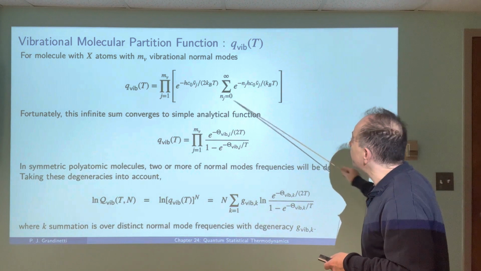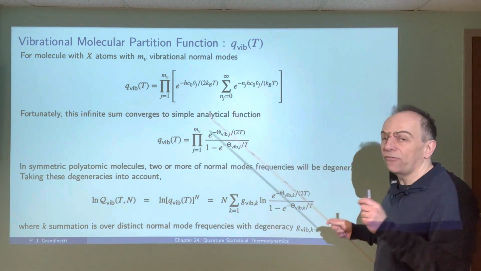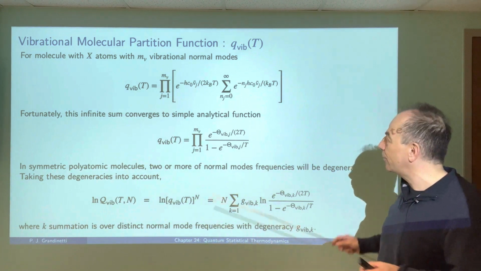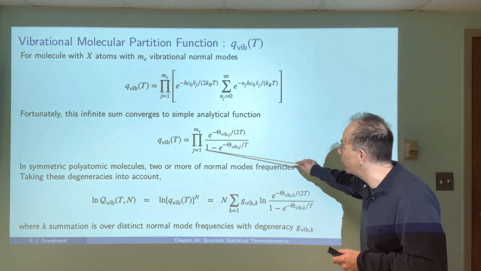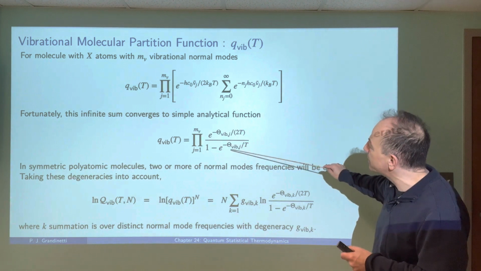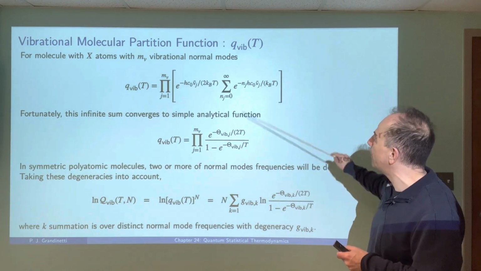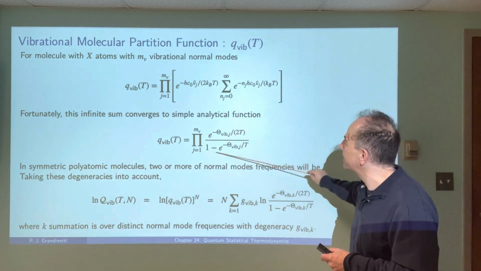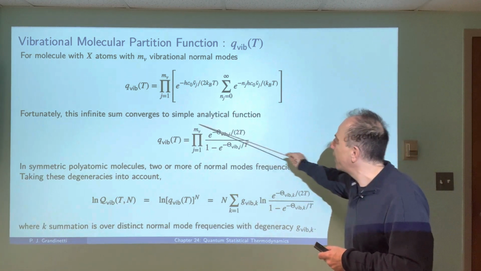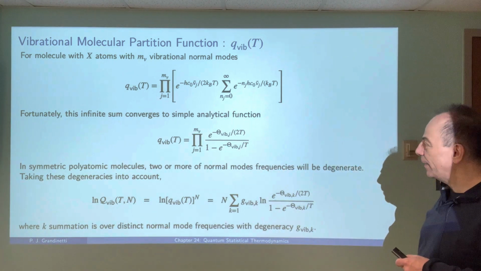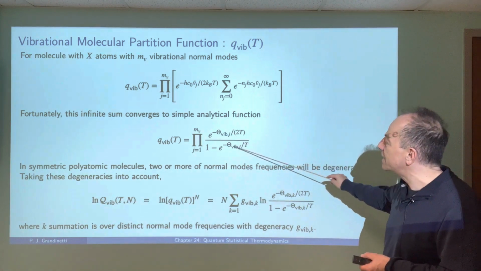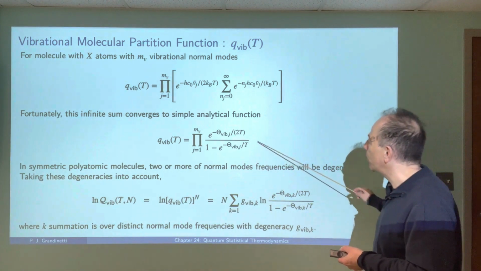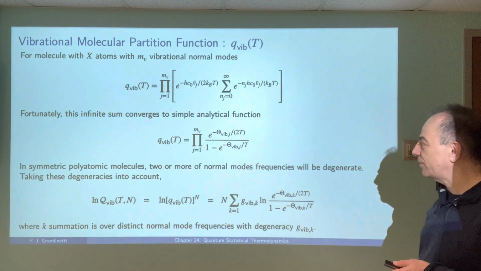This summation here is one of the few cases where the infinite sum actually converges to a simple analytical function. In this case, it converges to just 1 over this function right here, where I've made the substitution for the characteristic temperature. So this whole term simplifies to this, and now this product written out has this nice simple form. And all we have to do is look up these characteristic temperatures for each of the vibrational normal modes, and we can calculate the partition function.